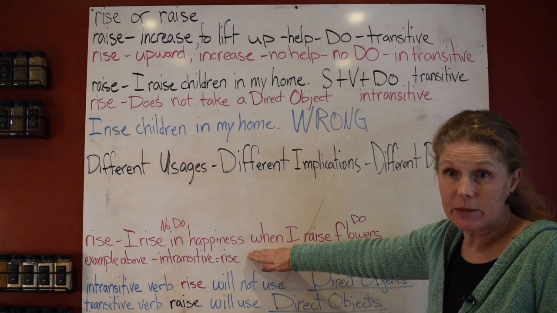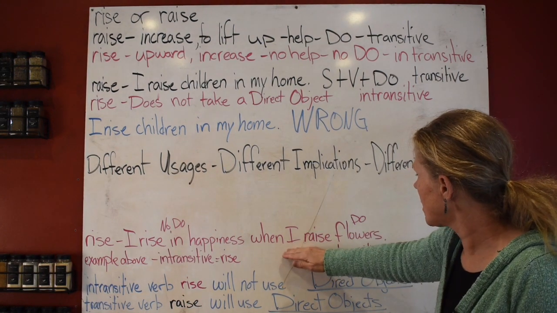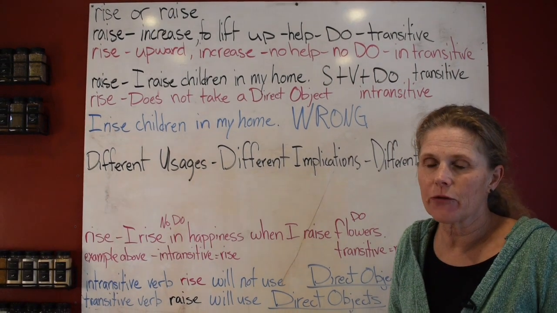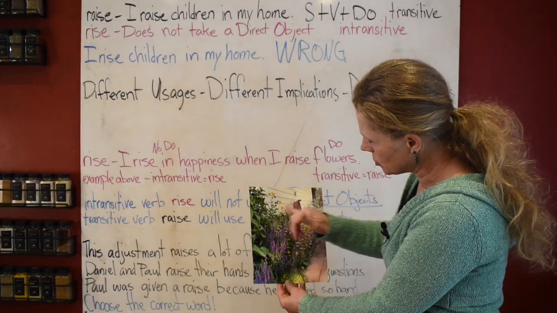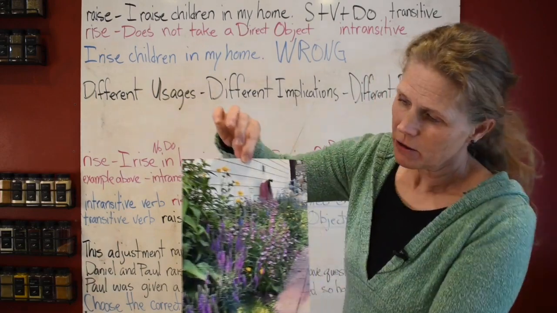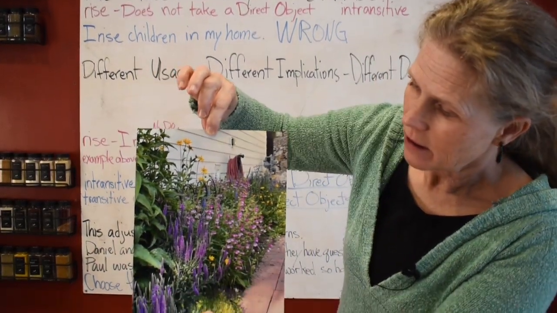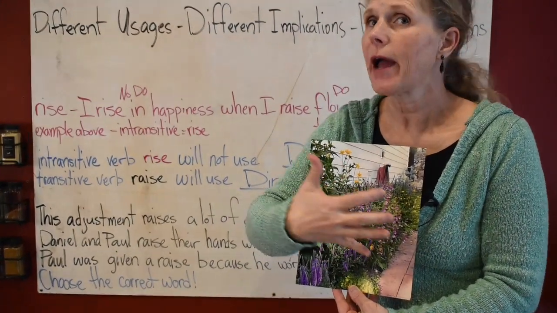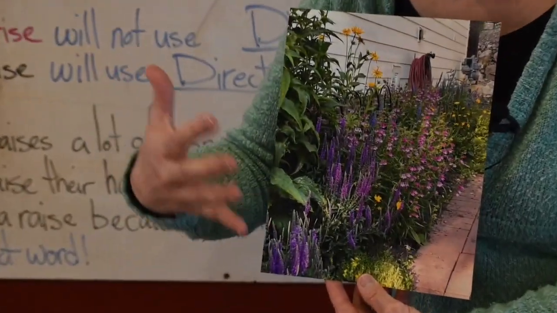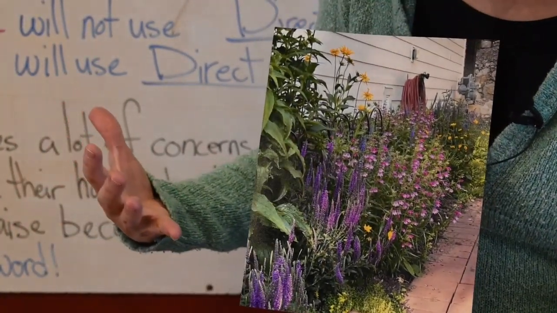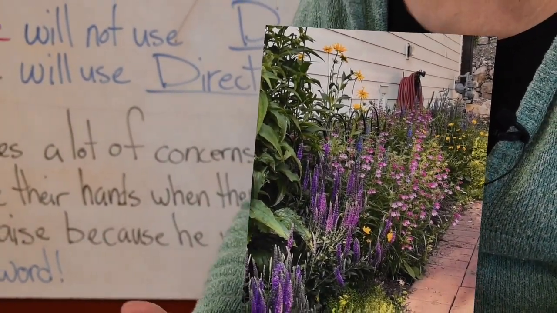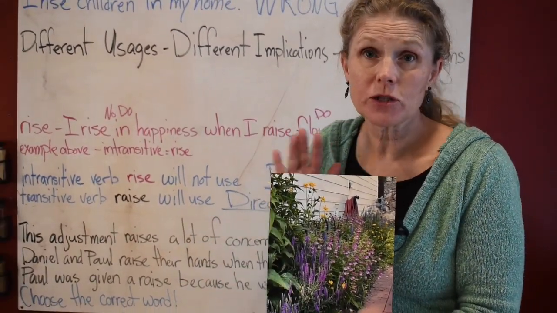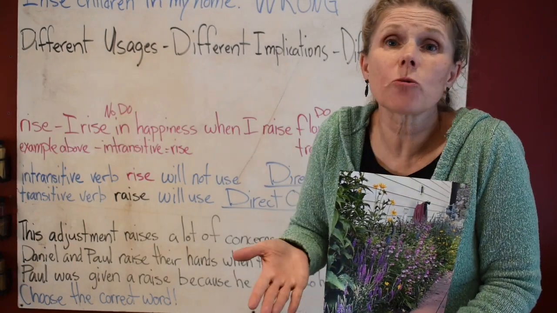Now here we have a dependent clause, and I raise flowers. See how flowers can't just raise on their own. Okay, so this is a picture of me raising flowers, because these flowers cannot do it on their own. I put the soil in, I sifted through rock, and I put fertilizer in, I planted them, I cut them back. I am the one that's doing the work for this, and then they turn out really beautiful.